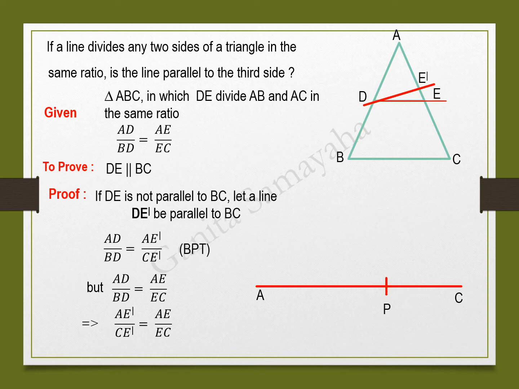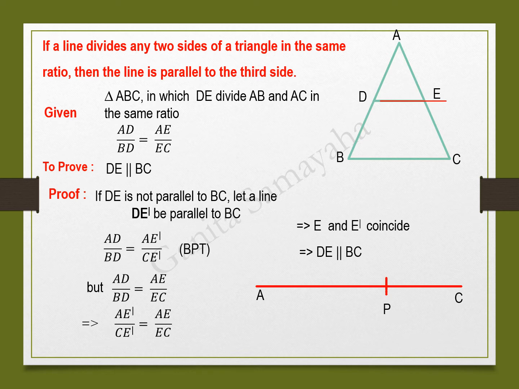So that is what is happening here also. Okay. So this point E and E dash, there cannot be two different points. There must be one and only one point that divides this in the particular ratio. So what does this mean? It means that E and E dash are one and the same point. They are not different points. That means E and E dash coincide. Okay. So if E and E dash coincide, we assumed that DE dash is parallel to BC, which means that DE is parallel to BC. Hence, if a line divides two sides of a triangle in the same ratio, then the line is parallel to the third side. Is it clear, children?